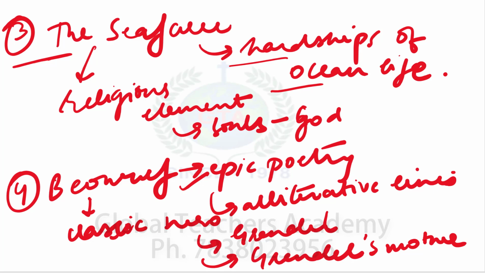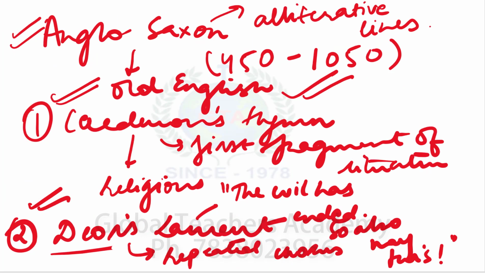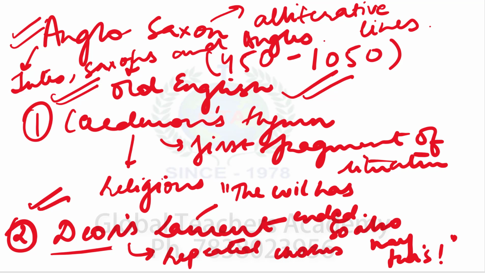Anglo-Saxon period is the period of Old English. And what are the Germanic tribes that are associated with the Anglo-Saxons? The tribes that are associated are Jutes, Saxons, and Angles, right? So Jutes, Saxons, and Angles.